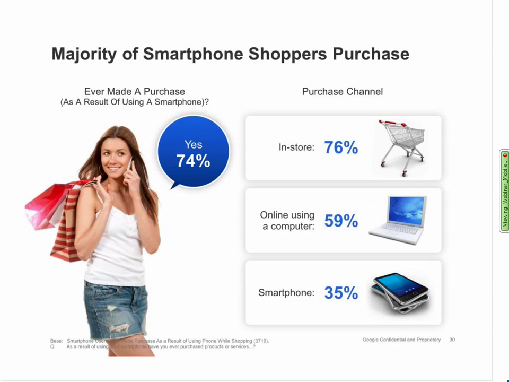And all of this is really important because at the end of the day, smartphones really are enabling purchases. In fact, 74% have made a purchase as a result of using their smartphone to help them with shopping. Now, most of this is happening in store, 76%, and it's also happening online. But people are buying things on their smartphone. This is happening. It's the least among all the channels, but it's definitely on the radar.